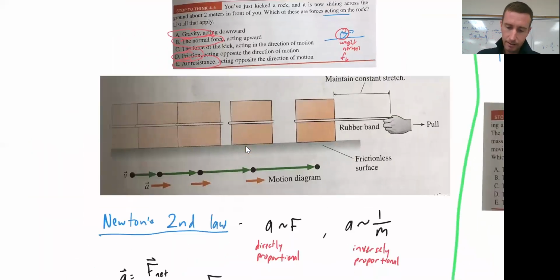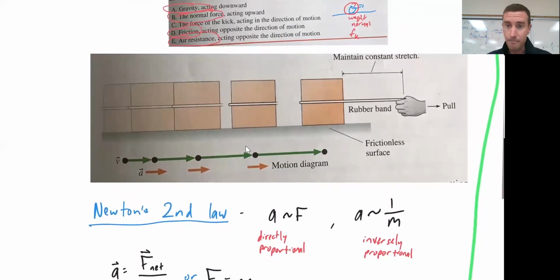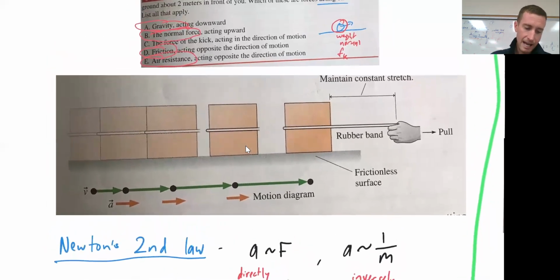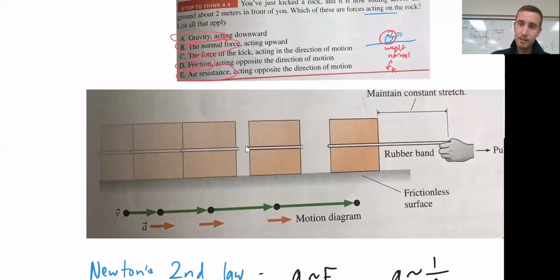All right, another kind of strategy that might be useful is to draw a motion diagram. So a lot of times it's going to be helpful to draw a motion diagram showing what's happening. So in this case, I have a box, I'm pulling it with a rubber band, and I'm maintaining a constant stretch on the rubber band. So the rubber band serves as a string, just pull, pull, pull. And so the box goes from still to moving a little bit, to moving more, to moving more. So it's going faster and faster and faster.